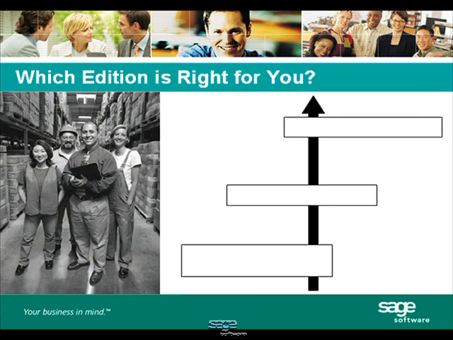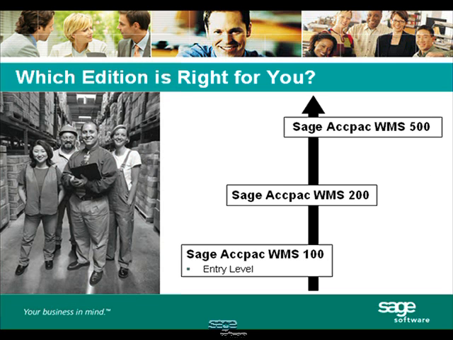Sage ACPAC WMS comes in 3 packaged editions. The 100 level is the entry level and contains all of the modules commonly used by smaller warehouses. As you grow, you can advance to the 200 level to get support for multiple warehouse zones, lots, serials or expiry, kitting, and so forth. Step up to the 500 level for such advanced functions as container receiving, RMA, or cross-docking. Best of all, if you only need to add a particular feature and aren't ready to step to the next level, each module is also available separately.